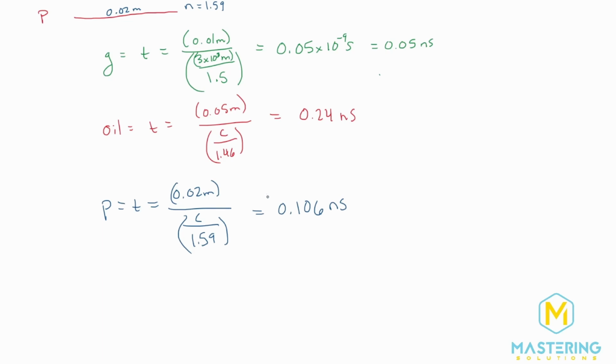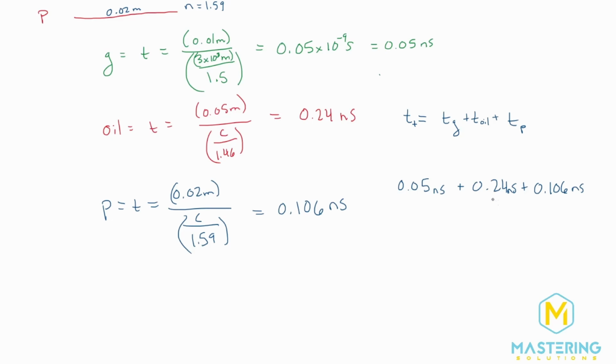There we are. Okay, so now they wanted to figure out what is the total time that it took to go through all of that, right? So we just have to add them up. So we have time total is going to be equal to the time in the glass plus the time in the oil plus the time in the plastic. So we have 0.05 nanoseconds plus 0.24 nanoseconds plus 0.106 nanoseconds.